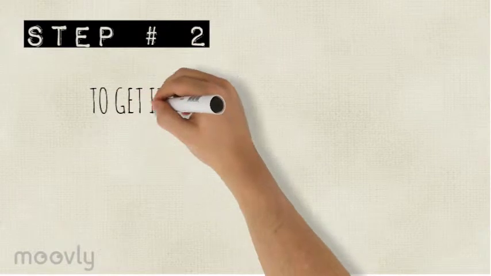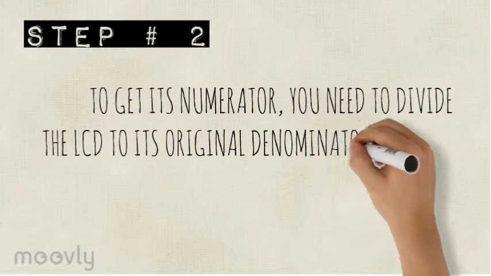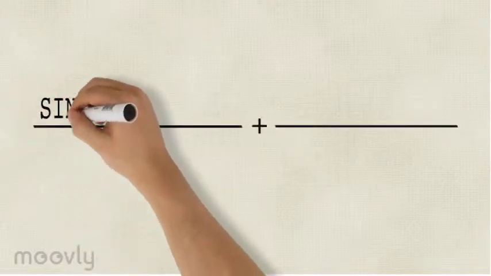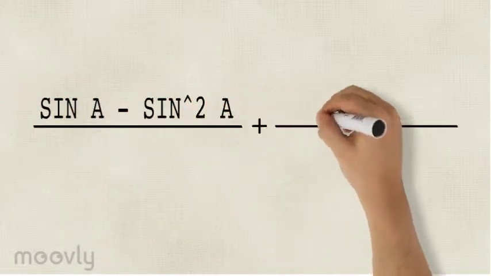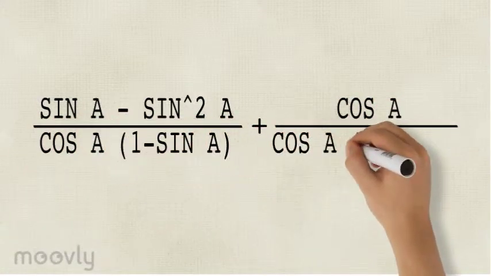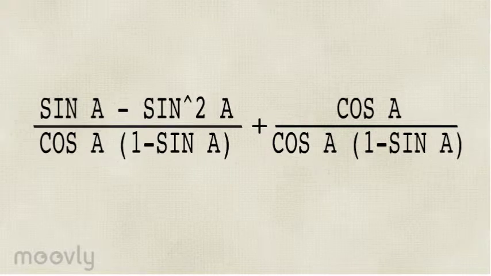Step 2. To get its numerator, you need to divide the LCD by its original denominator, then multiply the answer by its numerator, where cosine A times 1 minus sine A divided by cosine A equals 1 minus sine A, times sine A equals sine A minus sine squared A. Do the same procedure in the second fraction, in which the answer is cosine A.